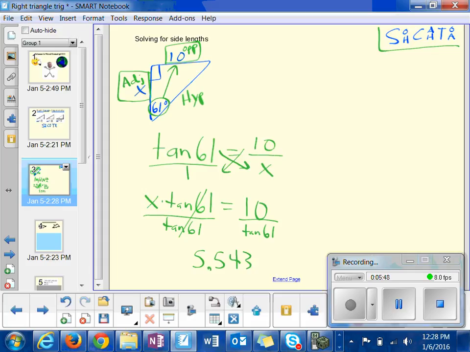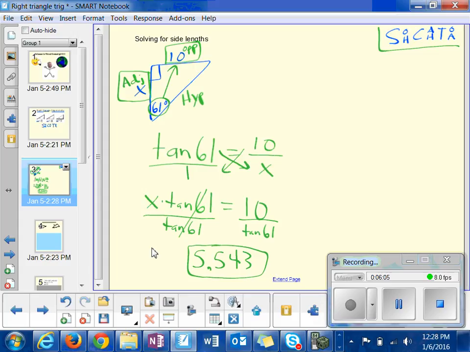5.543. I like rounding to the nearest thousandth because it's very exact. It gives me as close to the exact answer as possible. I'm just a little nitpicky like that. So anyways, boom. Got the first one done.